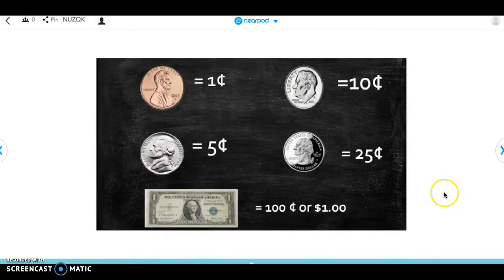Then we go on to a visual of how much they are worth after we see whether the students knew that content or not. And depending on their answers, we may spend a little more time going over how much each money is worth, tips to memorize that, and how to apply it in everyday life.